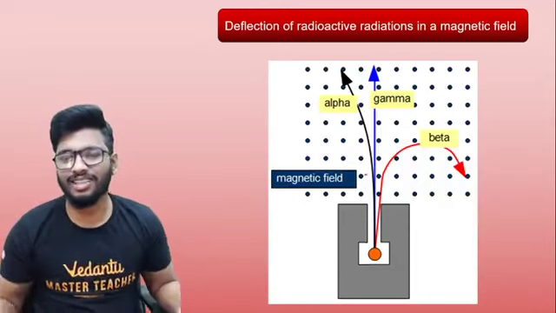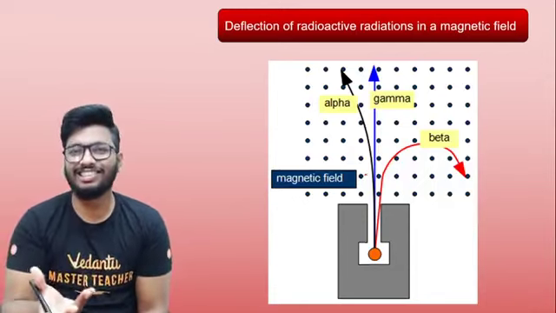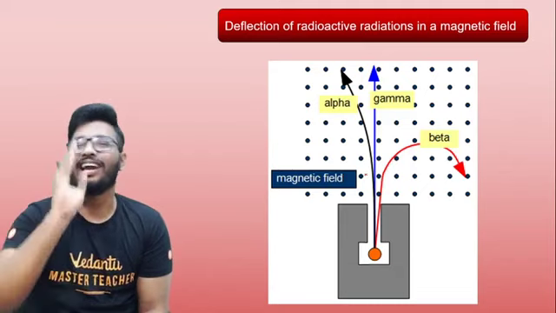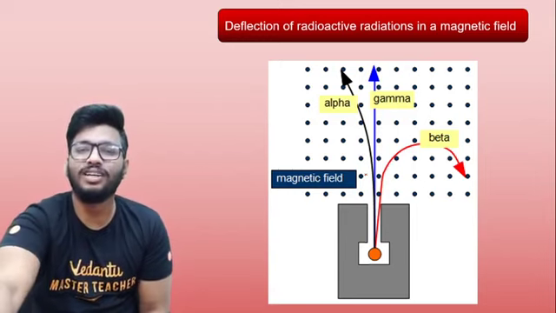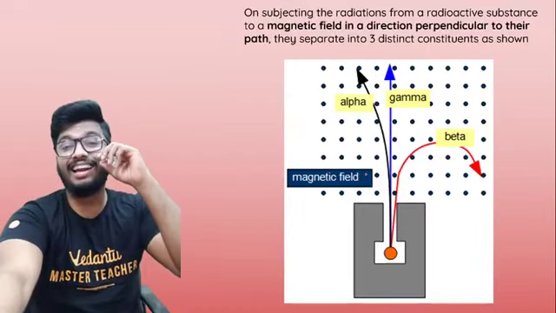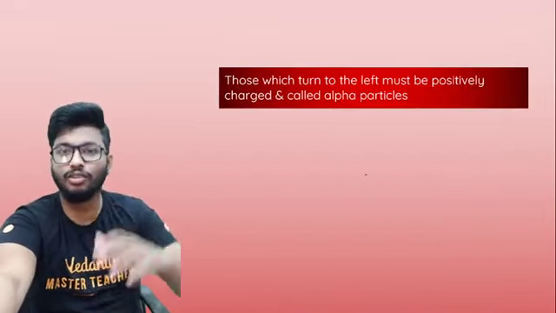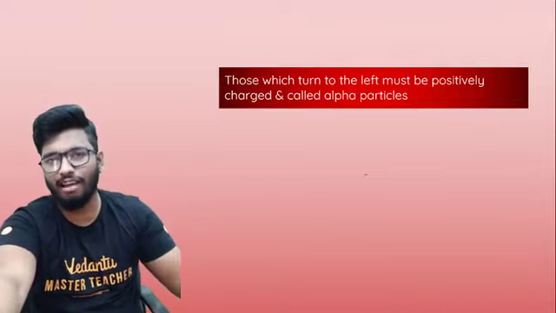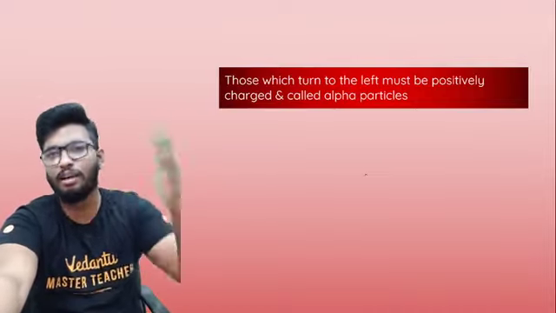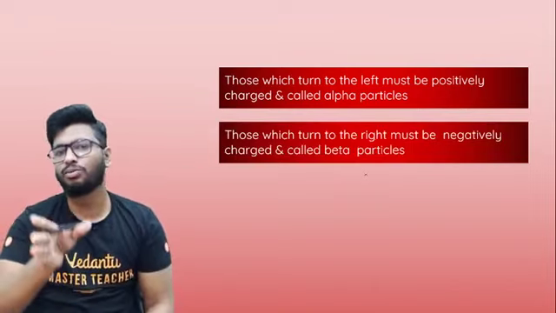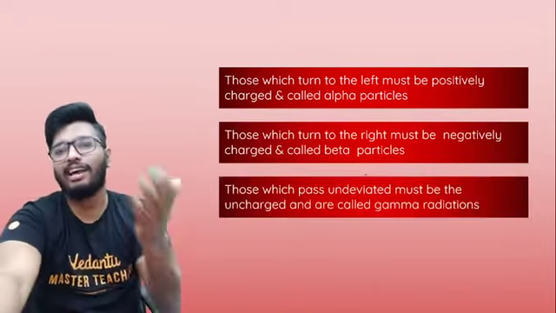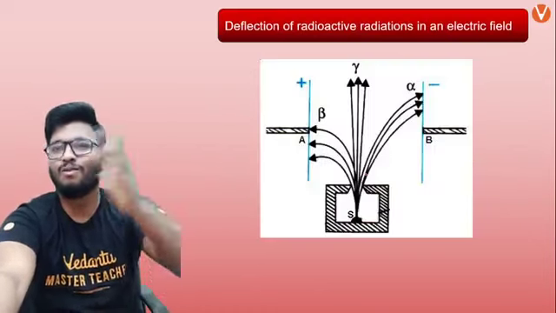Whatever the radioactive material, wherever the radiation is originating from, the gamma radiation will pass through straight. Alpha particles will go towards the left, and beta particles will go towards the right. On the other hand, if you talk about a magnetic field, this is what it is. Those which turn to the left are your alpha particles because they are positively charged, and the beta particles, which are negatively charged, will pass towards the right, and gamma particles, because they are uncharged, will pass through straight.